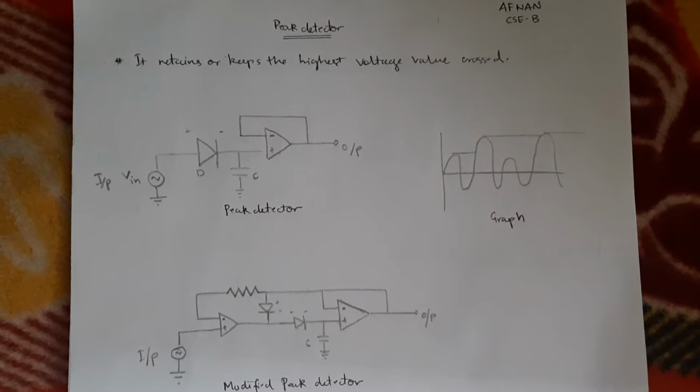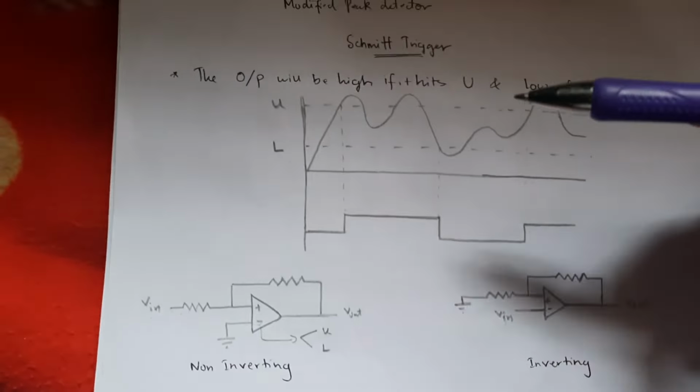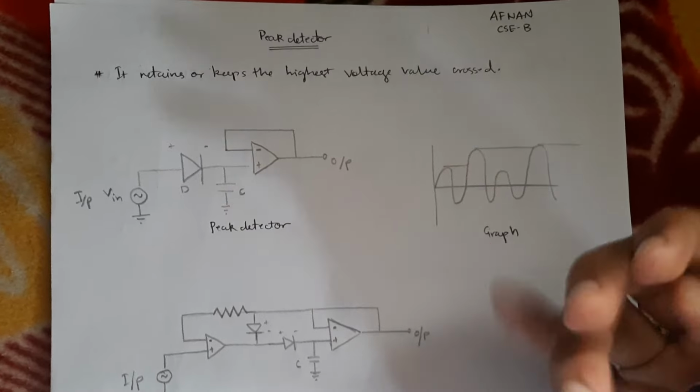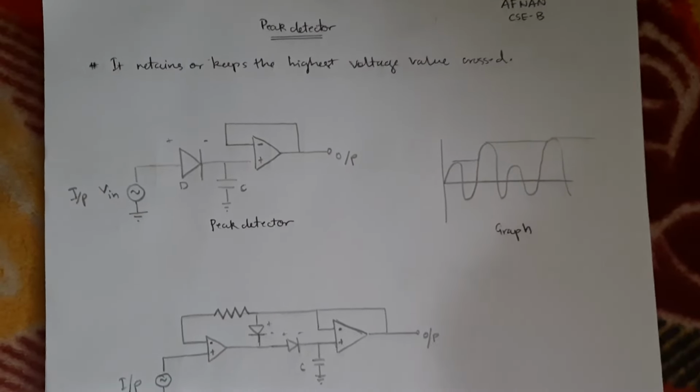Okay, now the second application under op amp is the peak detector and Schmitt Trigger. After these two, the second part will be over and two more things will be left, that is filters and A to D and D to A converters. Then the theory part is over.